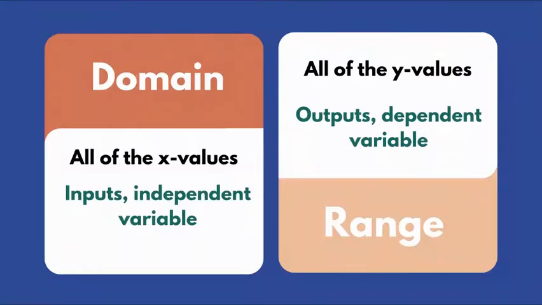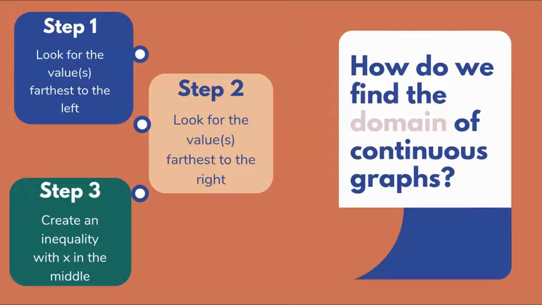Before we move on to find the domain and range of continuous functions, I wanted to revisit the definitions for domain and range. The domain of a function is all of the x values of that function, and sometimes we call that the inputs or the independent variable. The range, on the other hand, is all of the y values of a function, and sometimes we refer to that as outputs or the dependent variable. So we know that when we are looking for domain, we will pay attention to all of the x values or the x-axis, and when we are looking for range, we will pay attention to all of the y values or the y-axis. So here are some steps to find the domain of a continuous function.